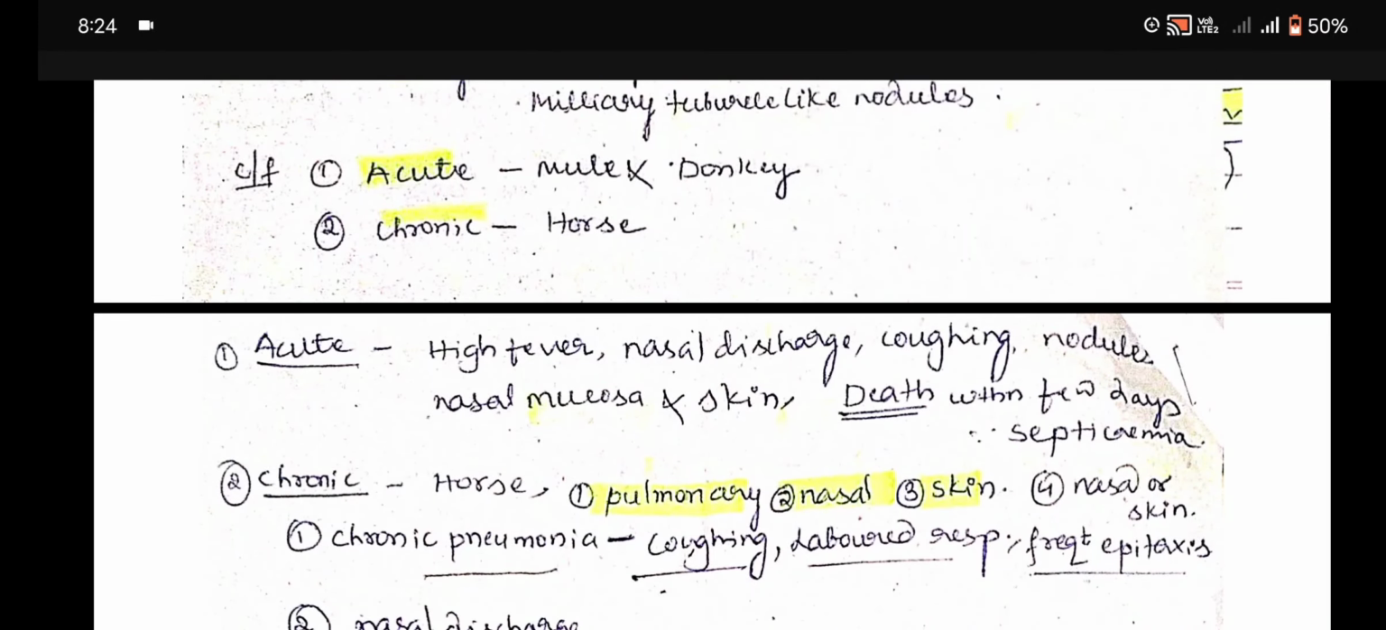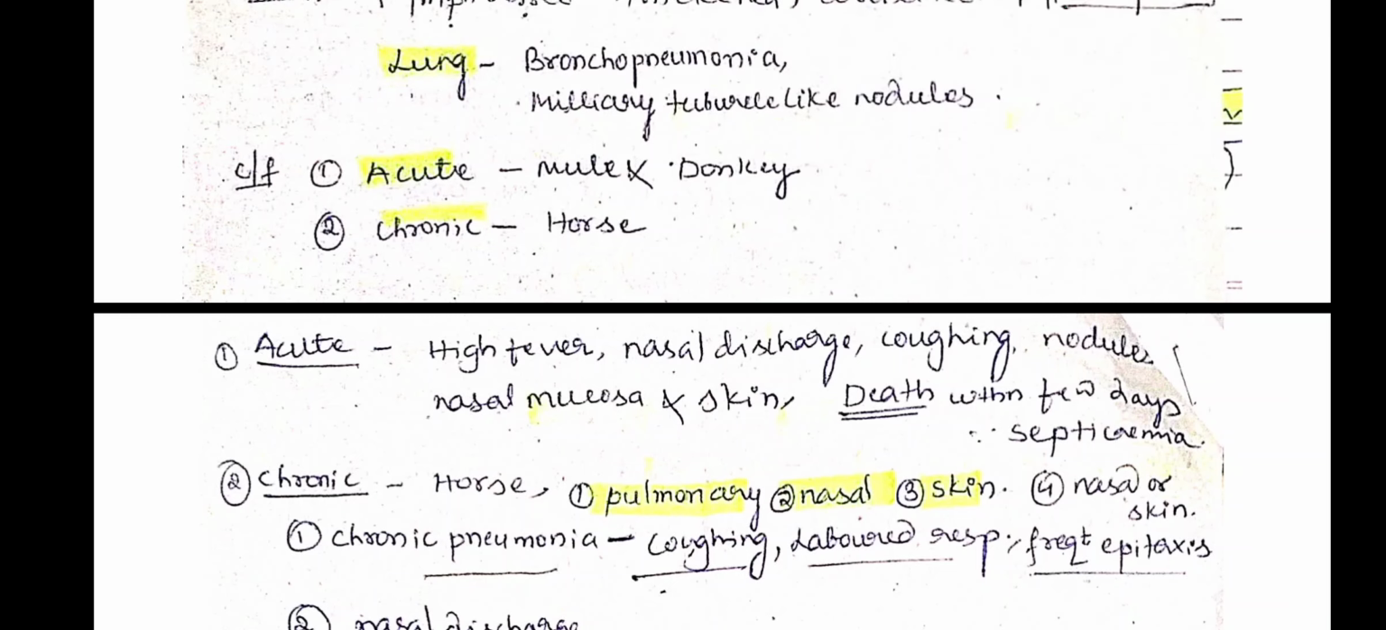In the acute form, which is noticed in mule and donkey, there is high fever, nasal discharge, coughing, and nodules in the nasal mucosa and the skin, and death occurs within a few days, because of the septicemic condition.